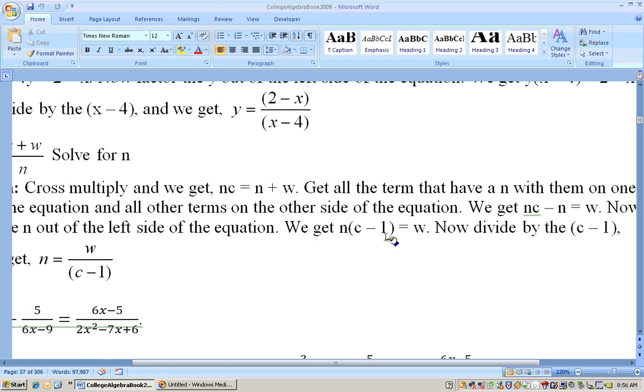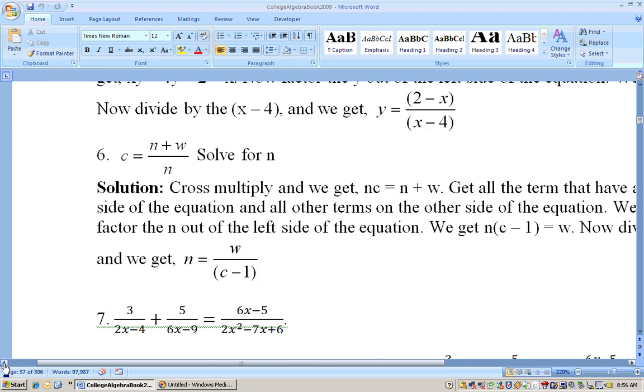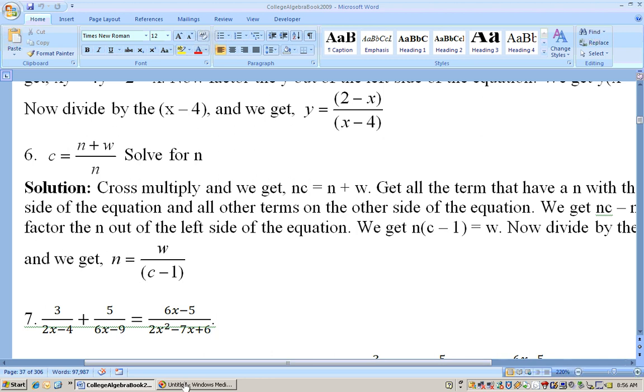So n times c minus 1 equals w, and again these are multiplied, we're solving for n, so just divide both sides by the c minus 1, and you'll get your answer right here of n equals w over c minus 1. Now let's see if we have time to solve this problem.